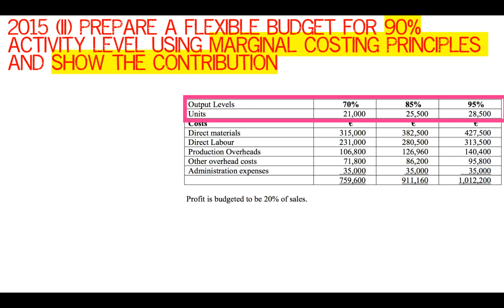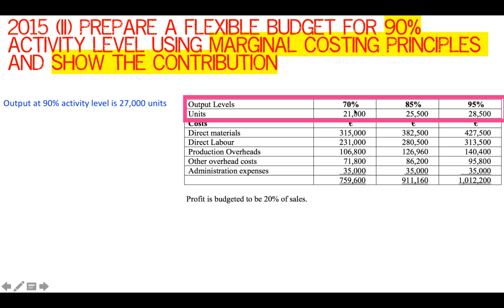Now, the second part of that: prepare a flexible budget for 90% activity level, showing marginal costing principles and show the contribution. Because we've already looked at marginal costing statements in the marginal costing topic, we know exactly how to lay one out showing the contribution. It is our sales less variable costs is equal to contribution, less fixed costs is equal to our net profit.